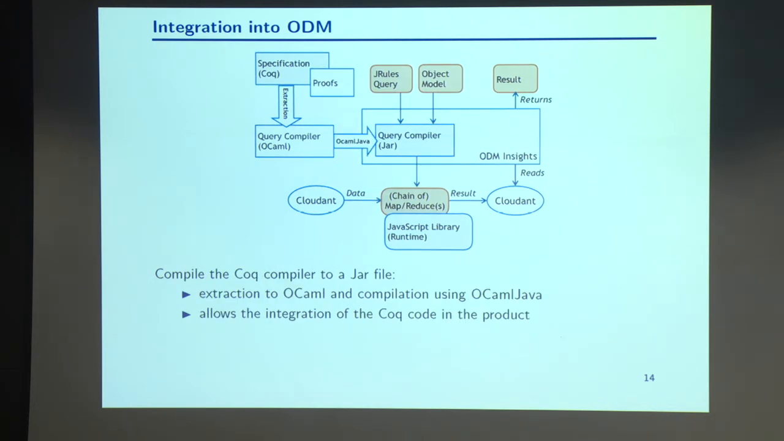But then there was the question of really embedding the compiler inside the product. So here, from the OCaml code, we used OCaml Java that takes some OCaml files and generates a jar file, a compiled version of Java. And with that, we were able to work on all the tricky details of really embedding the code inside the product by an automatic pipeline going from Coq to a jar file.